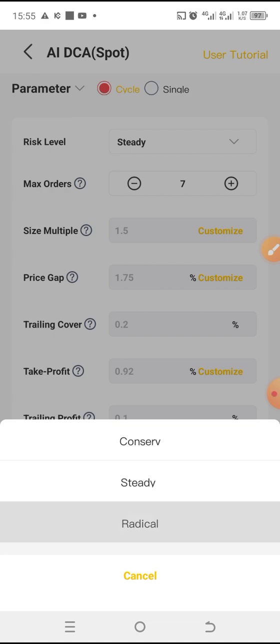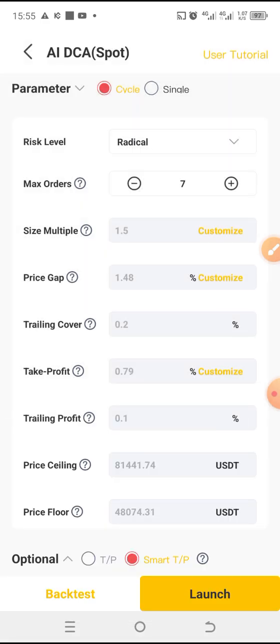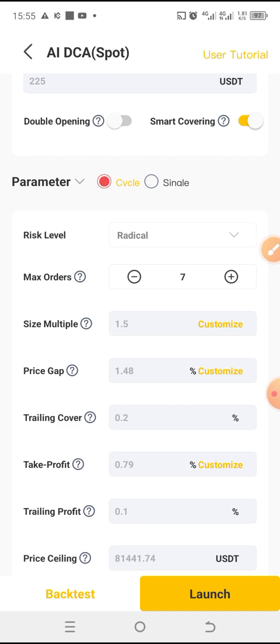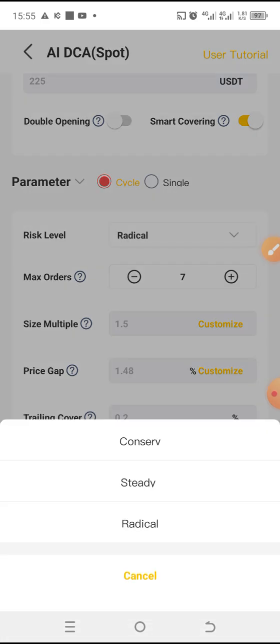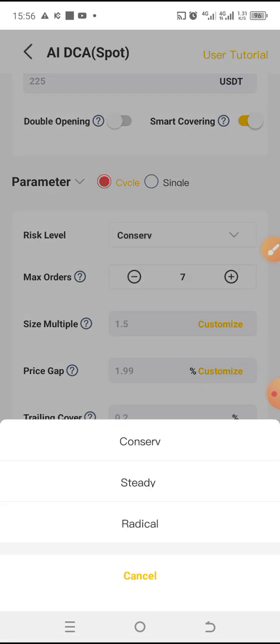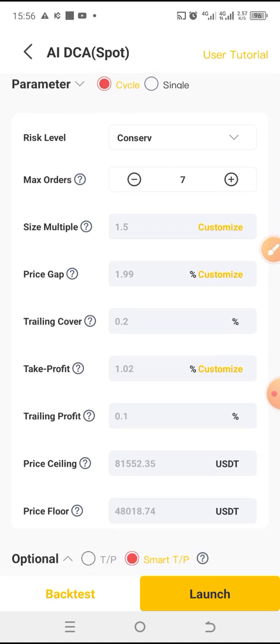Then when you check the radical, it is 1.5 and we have 1.48. I'm just trying to let you know that there is a difference between the settings. And I think the aggressiveness goes from the radical, then the steady V, then the conserve. This is like the easy one. That means this one is very risky, then this one is medium, and this is a little bit more relaxed. So that's that.